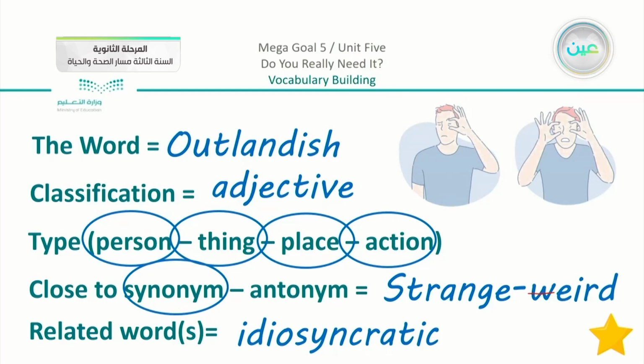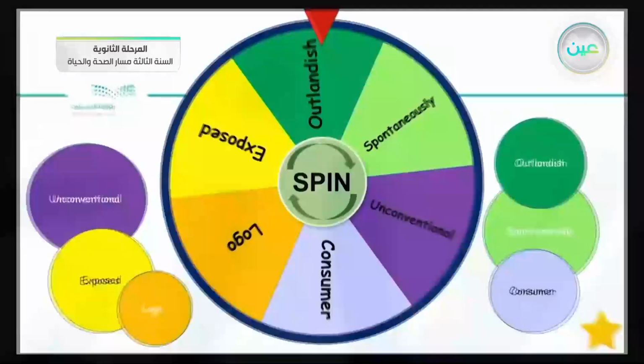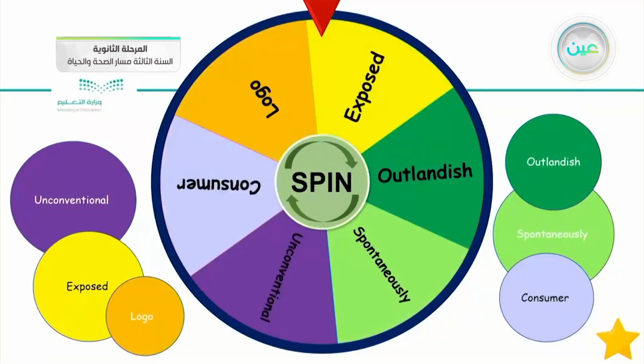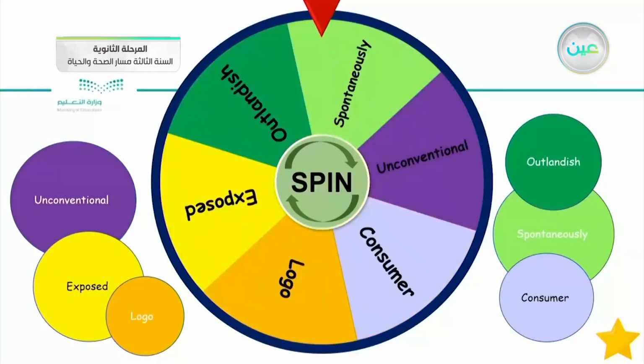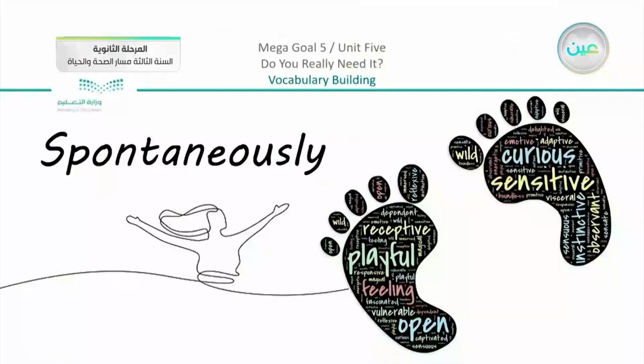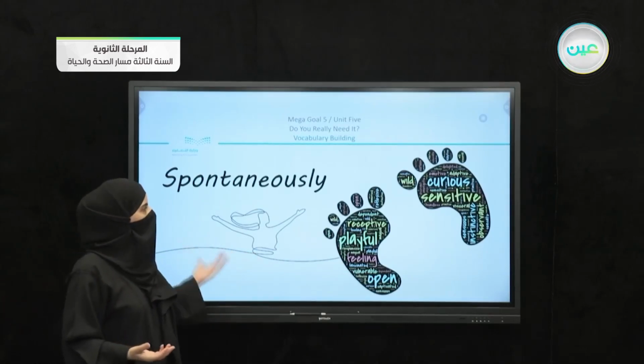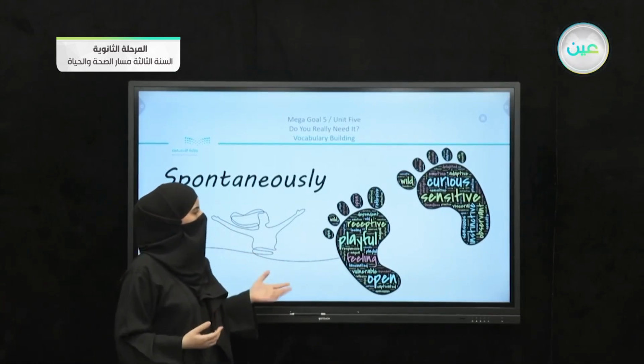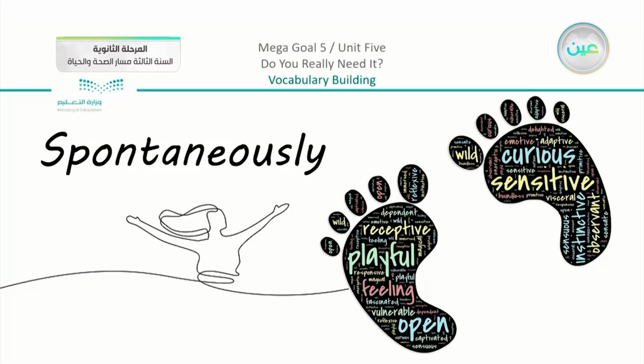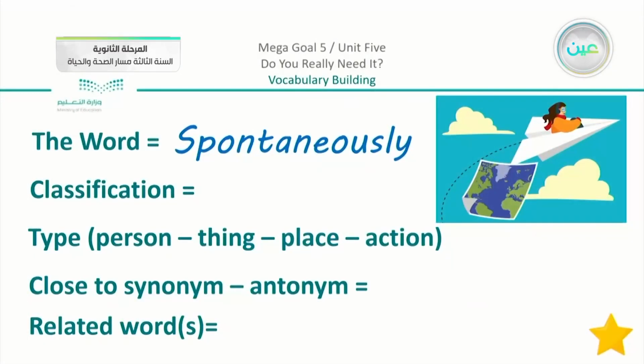So we have here the first one, which is outlandish. Now going back to our game here, let's choose another word. We can see that we have here spontaneously. Moving on to spontaneously, we can see that we have here someone who is free. There is no thinking here. You can see that there is someone we can relate to, playful. We have here feeling, open, curious, wild. All of these words can be associated with the word spontaneous.